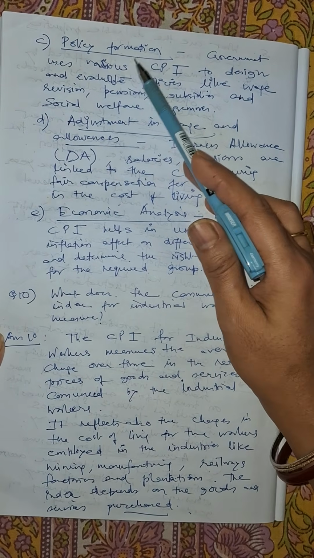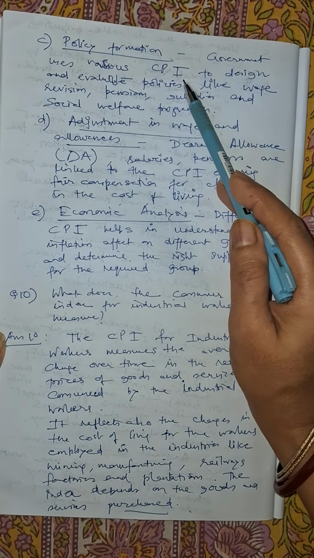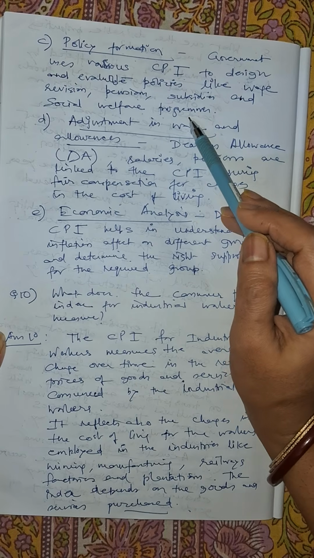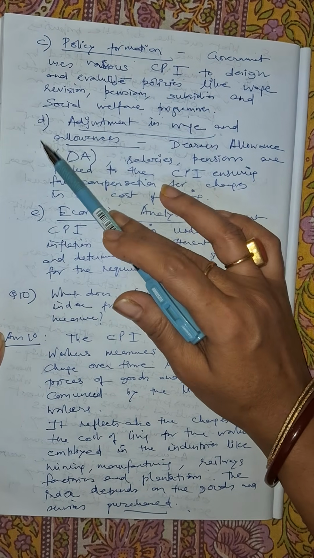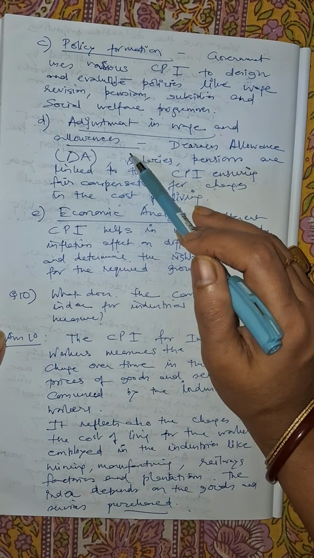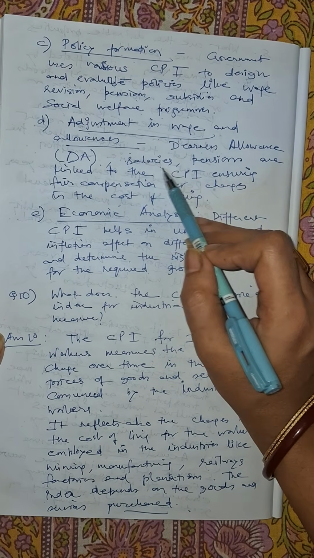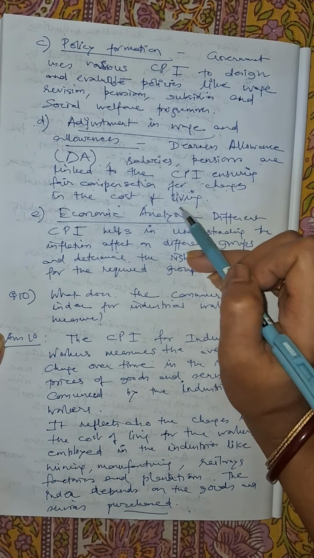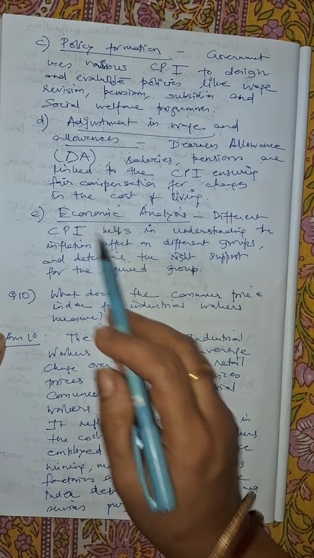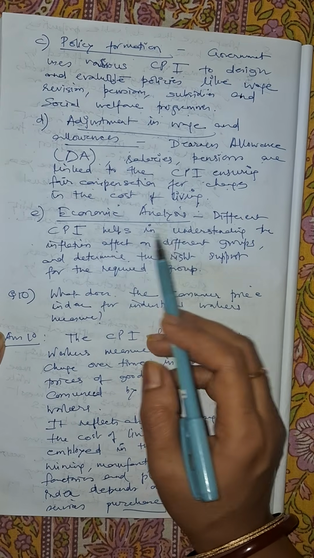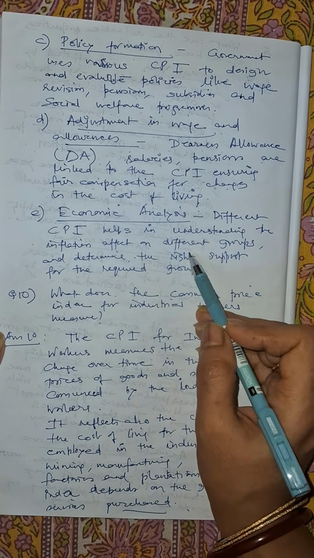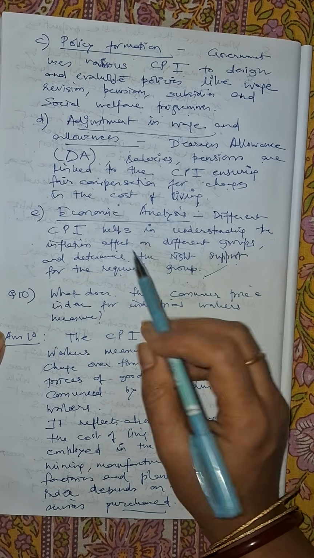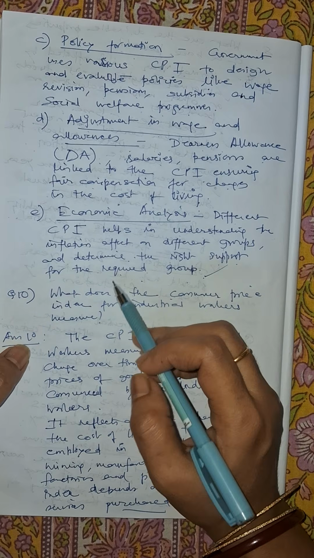And the third point is what? Policy formation. Government uses various CPI to design and evaluate policies like wage revision, pensions, subsidies, and social welfare programs. The fourth point is what? Adjustment in wages and allowances. So dearness allowance, salaries, pensions are linked to the CPI, ensuring fair compensation for changes in the cost of living. And the fifth point, which is economic analysis: different CPI helps in understanding the inflation effect on different groups and determine the right support for the required group. So these are the 5 points for answer number 9.